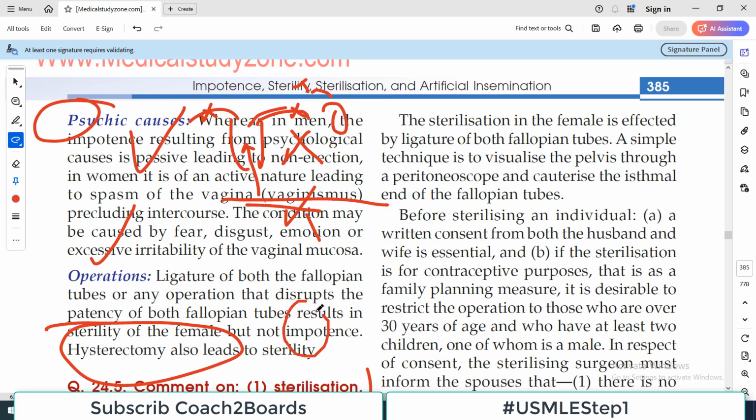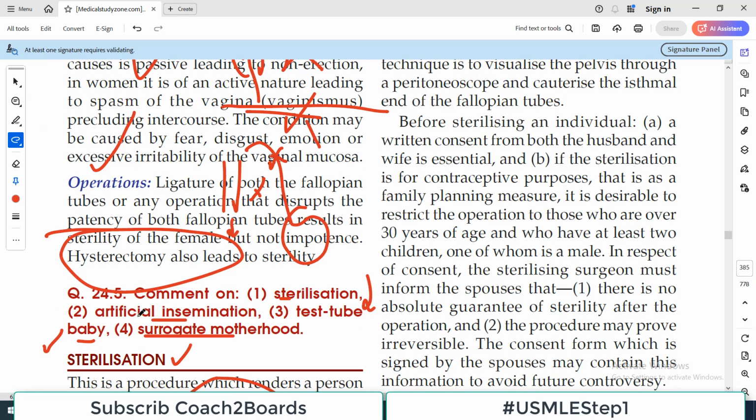Similarly, in males, if you ligate the vas deferens, the sperms will not pass now, so the person is still potent, erectile function is fine, sexual activity is okay. He will also be spitting out semen, but there will be no sperm, so the person is now sterile. So this is called sterilization.